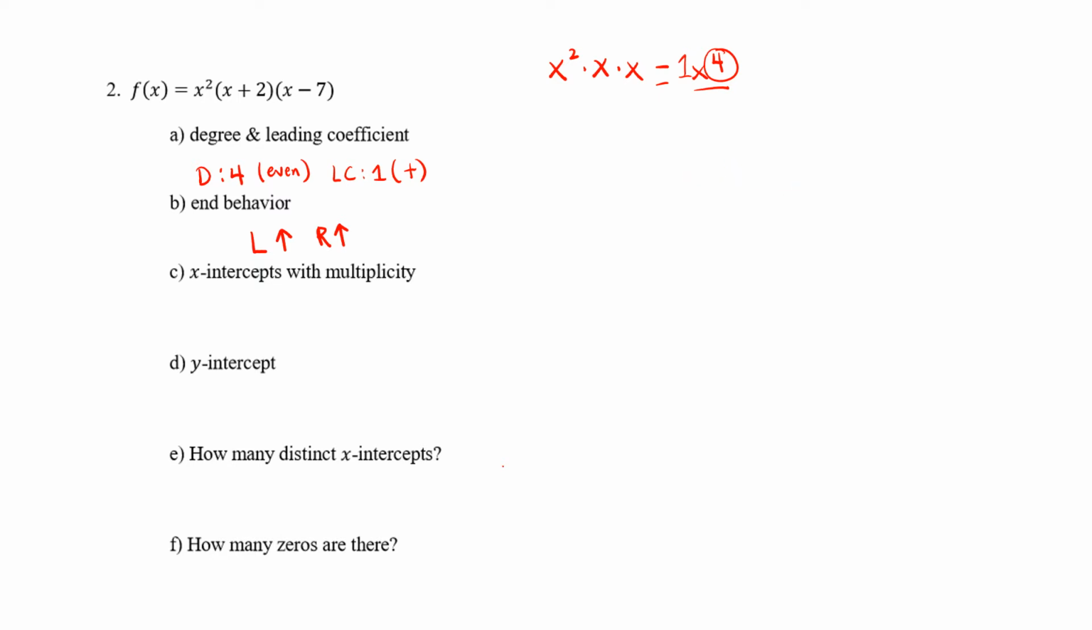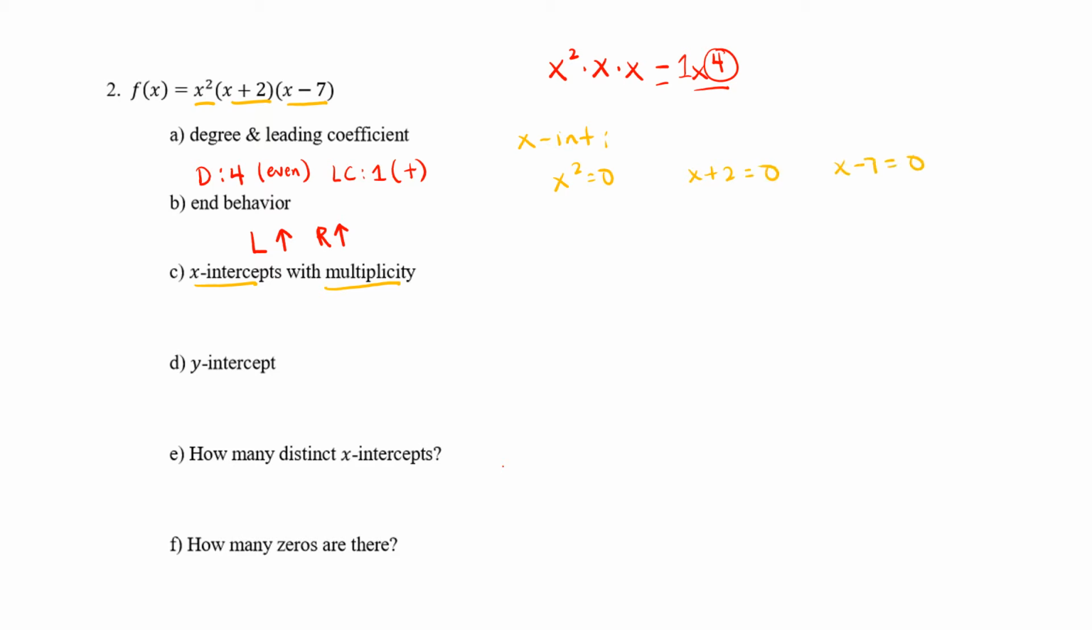Now let's look at x-intercepts with their multiplicity. First, the x-intercepts come from each of these independent factors. There's a couple ways of finding them. First, you could think of the translations we did back in Unit 1, where x plus 2 means we go left 2, and x minus 7 means we go right 7. Or, just like we did solving by factoring, you can set each individual factor equal to 0. So x squared equals 0, x plus 2 equals 0, x minus 7 equals 0, and we can solve that.